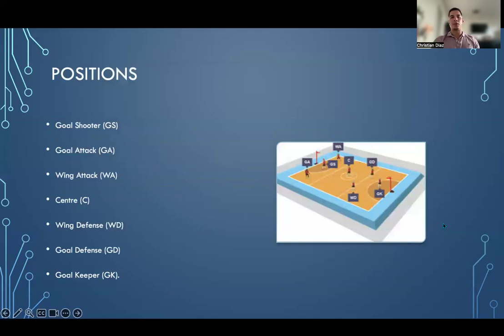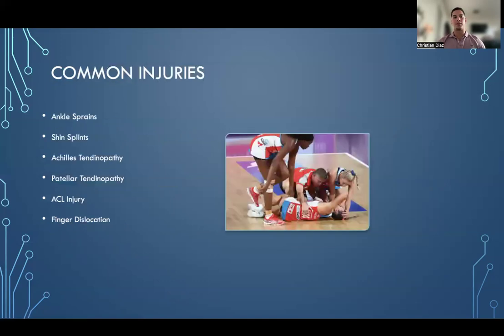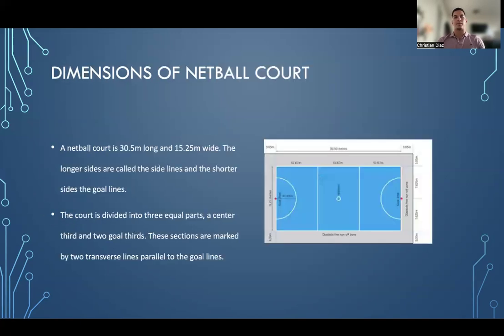Positions of the sport. There is a goal shooter, a goal attack, there's a wing attack, there's a center, there's a wing defense, a goal defense, and a goalkeeper. Some common injuries: ankle sprains, shin splints, Achilles tendinopathy, patellar tendinopathy, ACL injuries, and finger dislocations.